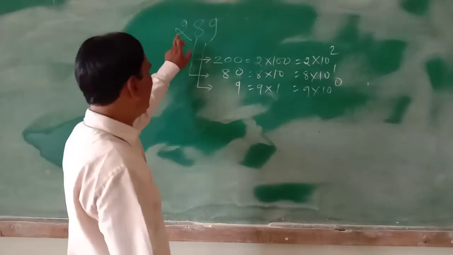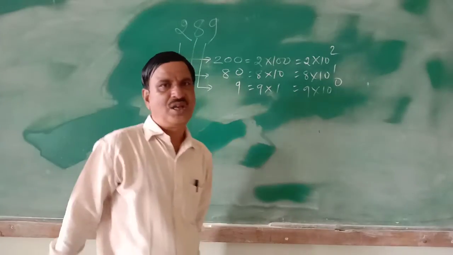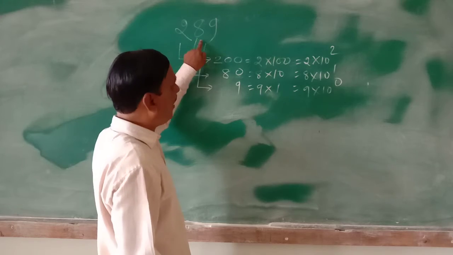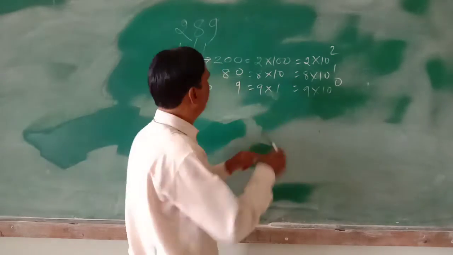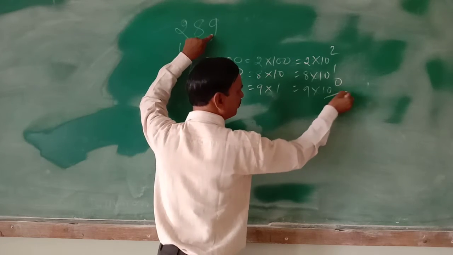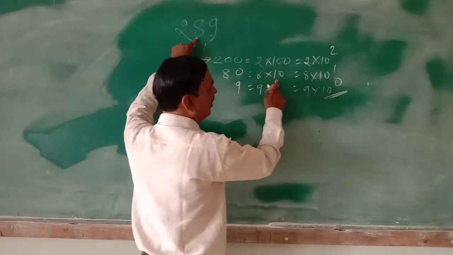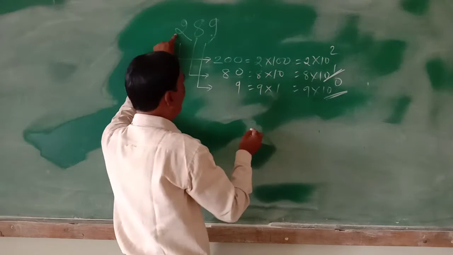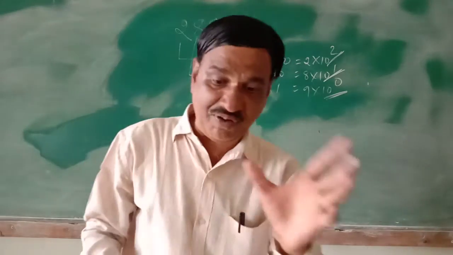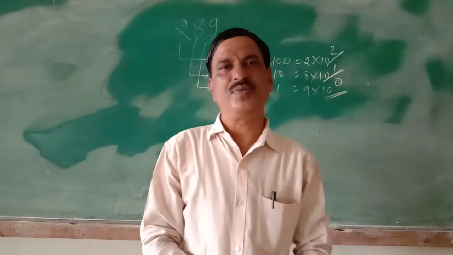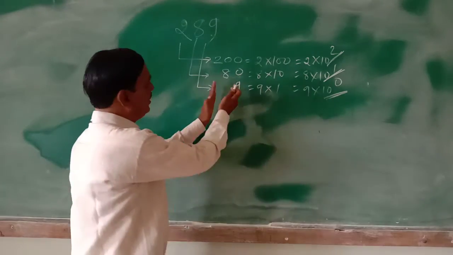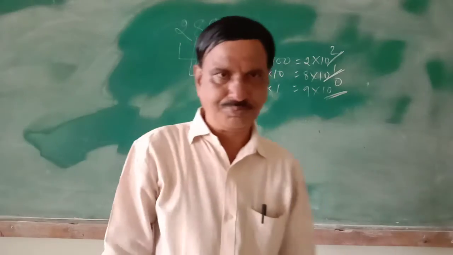Conclusion: decimal numbers are the numbers which are made up of decimal digits. Every digit has a power of 10. Now look, 9 has 10's 0th power, 8 has 10's first power, 2 has 10's second power. So the definition: decimal numbers are the numbers which are made up of decimal digits, where every digit has a power of 10, increasing from right to left.